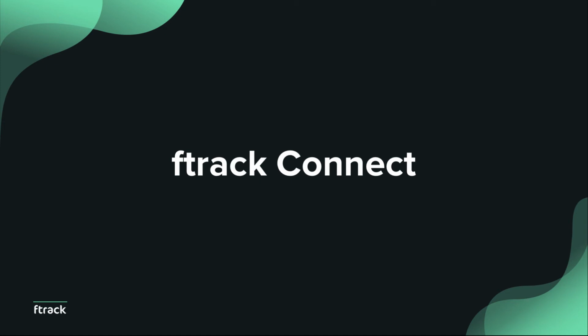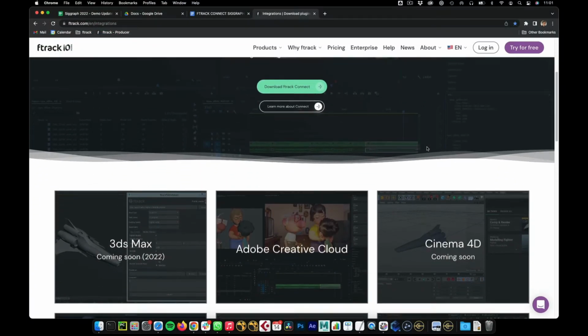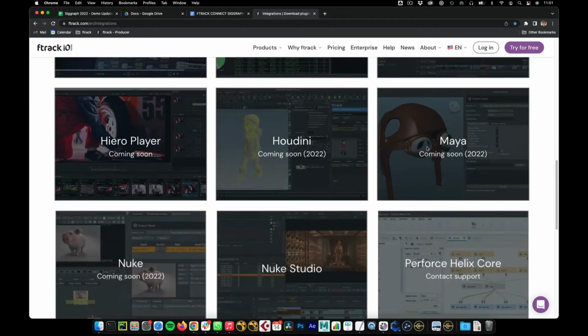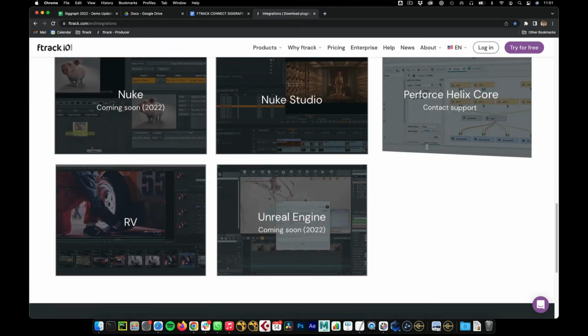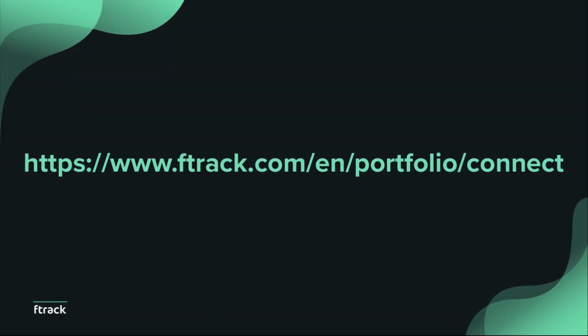Ftrack Connect is a locally installed application that acts as a host for a growing library of integrations. Integrations are plugins developed by Ftrack to link third-party applications to projects managed in Ftrack Studio. I'll begin by walking through the Ftrack Connect installation process.